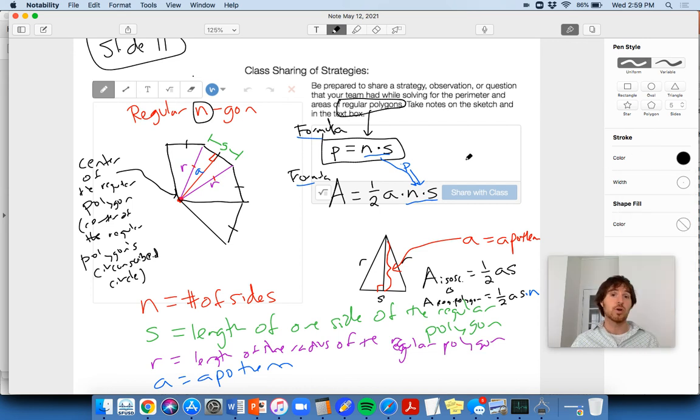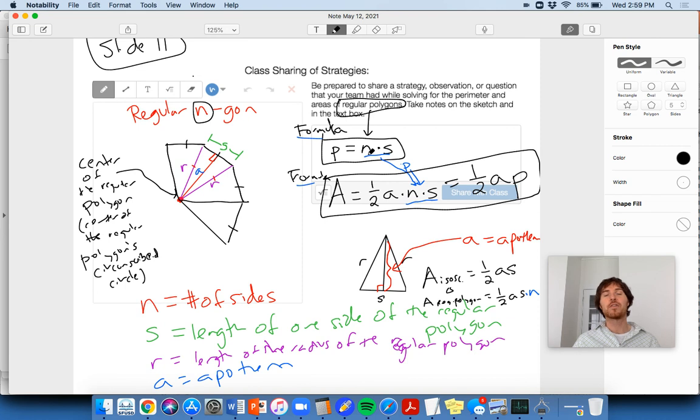So here's how you do it. Here's the fastest way to figure out the area of a regular polygon. You take 1/2 the apothem, again, that's the altitude of one of these isosceles triangles, and you multiply by the perimeter of the figure. And there we have it. We got two different formulas for the area of a regular polygon.